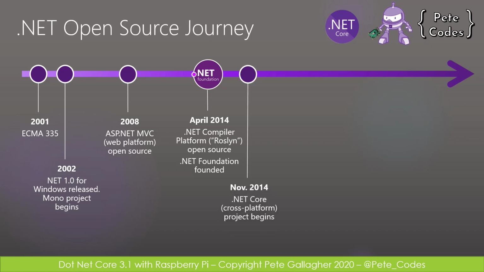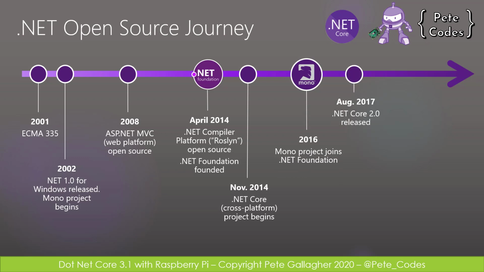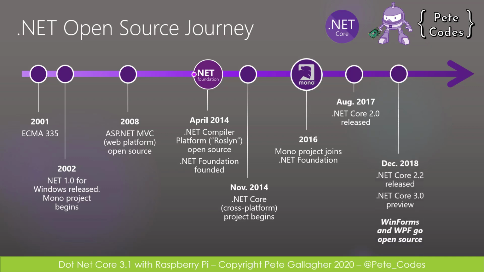Then in 2014, the .NET Core cross-platform project began. And so this really was their big push into allowing developers to target any platform. In 2016, Microsoft brought the Mono project into the .NET Foundation. In 2017, we had version 2 of .NET Core released. And then in December 2018, we got .NET Core 2.2 and a preview of .NET Core 3, which amazingly also included WinForms and WPF support. So essentially what Microsoft had done at that point was to open source WPF and WinForms, which was quite a watershed moment. And then today we have .NET Core 3.1.